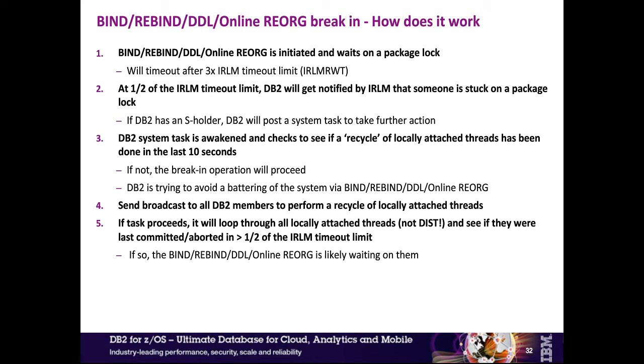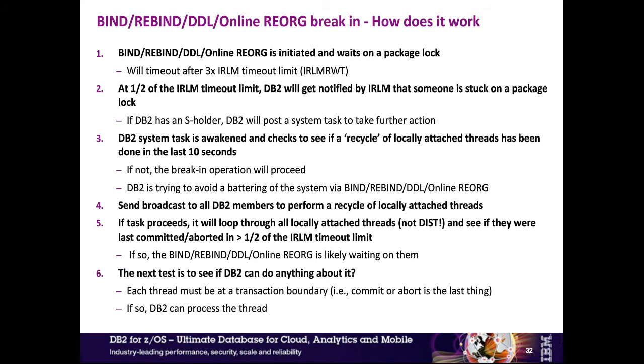At step 5, each member, operating independently, will loop through all the locally attached threads and see if they were last committed or aborted more than half the IRLM timeout interval ago. If this is the case, it's highly likely that the bind, rebind, DDL, or online reorg is waiting on them. At step 6, the next test is to see if those DB2 members can do anything about it. So it will check that each thread is at a transaction boundary. In other words, the last thing the thread did was a commit or an abort. If so, DB2 can proceed to process the threads.